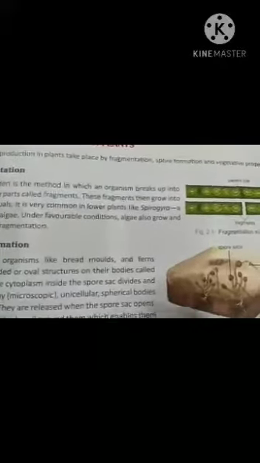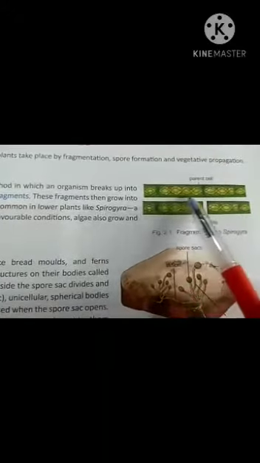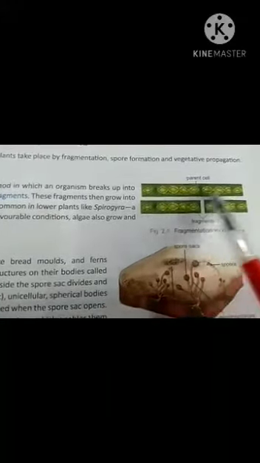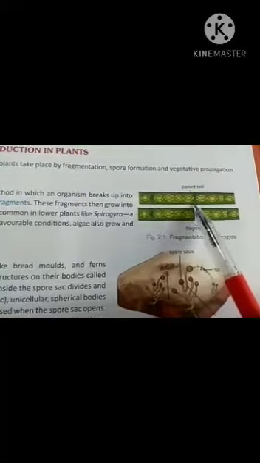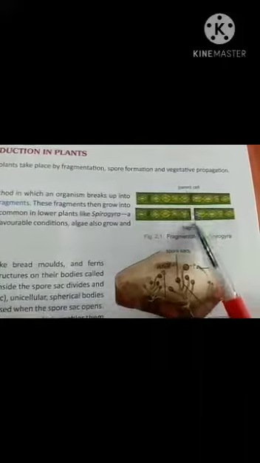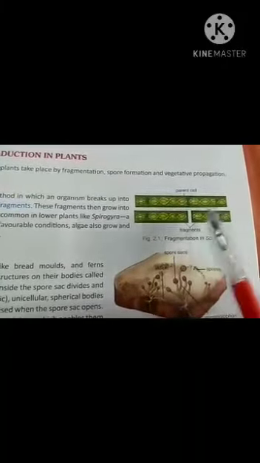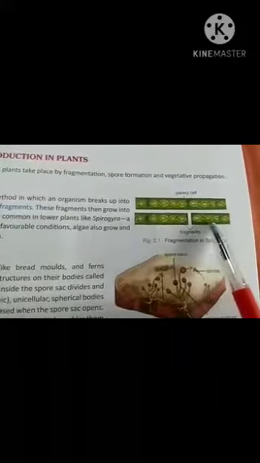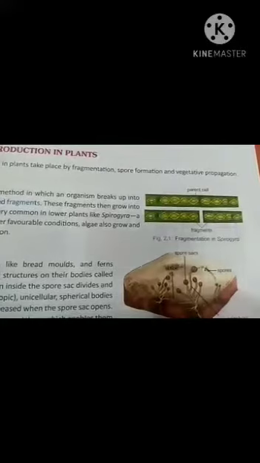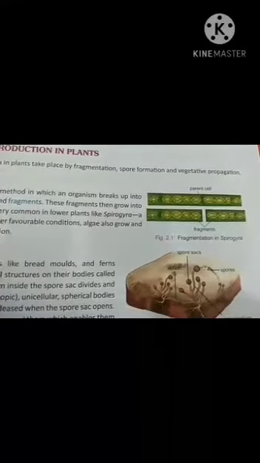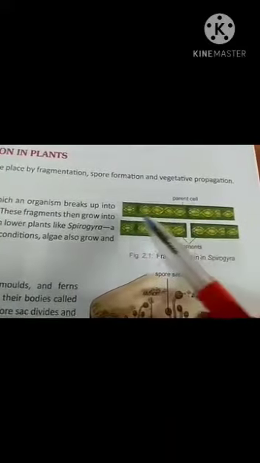Here in this diagram you can see this is the Spirogyra. This was a single parent, but later on, in this diagram you can see that there was a cut here and it has been divided into two fragments. Two new fragments have been formed. Now each of the two new fragments will once again grow to become a single individual.